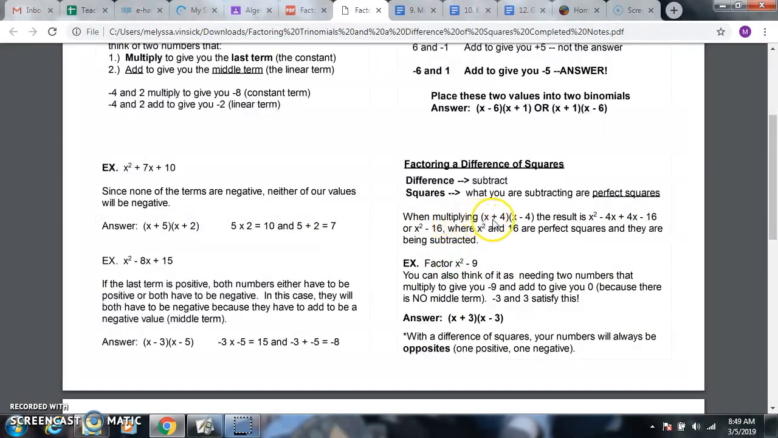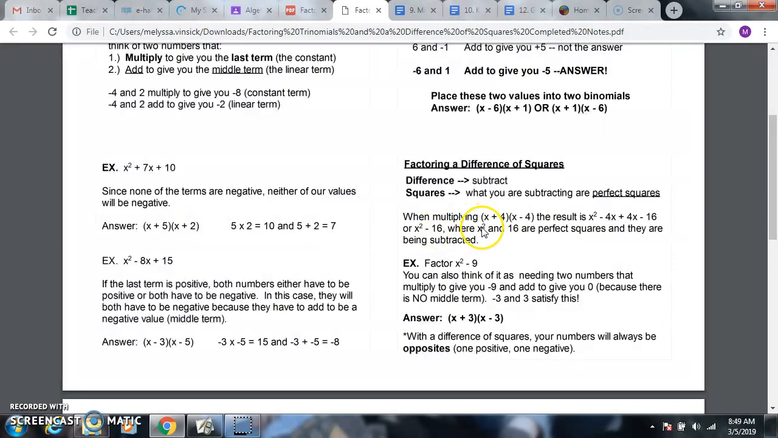If you think back to the multiplying section that we did, if we had x plus 4 and x minus 4, these were exactly the same thing, except one was positive, one was negative. When that happened, your middle terms always canceled out. So with ones like this, negative 4x plus 4x always canceled, and we were left with x squared minus 16.